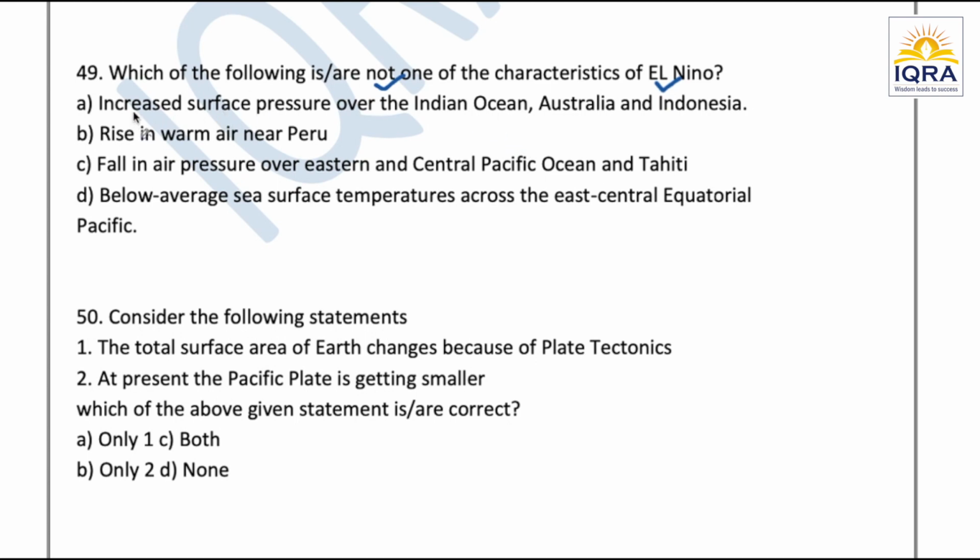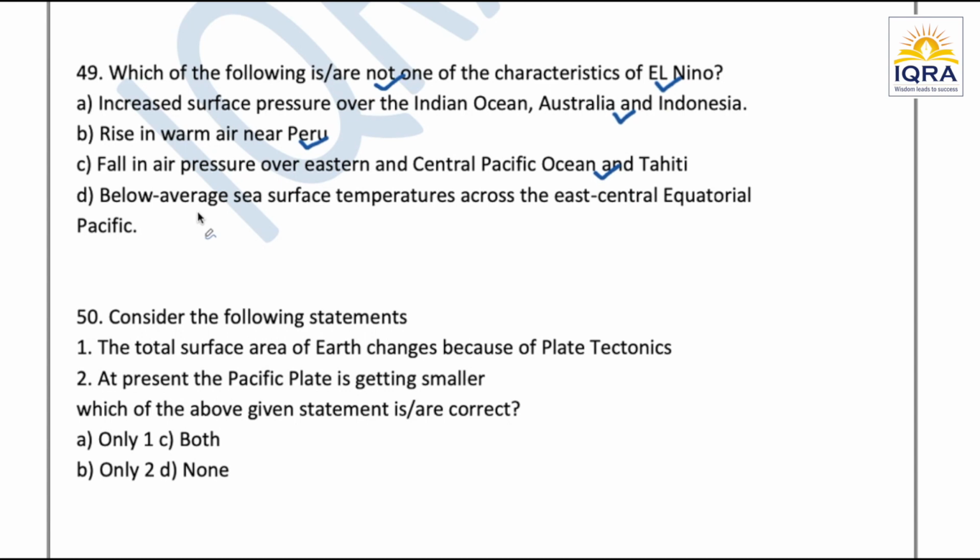Statement 1 says increased surface pressure over the Indian Ocean, Australia, and Indonesia. Yes, it happens during El Nino. Statement 2 says rise in warm air near Peru. This is also correct. And because of this rise in warm water, flood-like situations also occur on the Peruvian coast, okay? Statement 3 says fall in air pressure over eastern and central Pacific Ocean and Tahiti. This is also the correct statement.